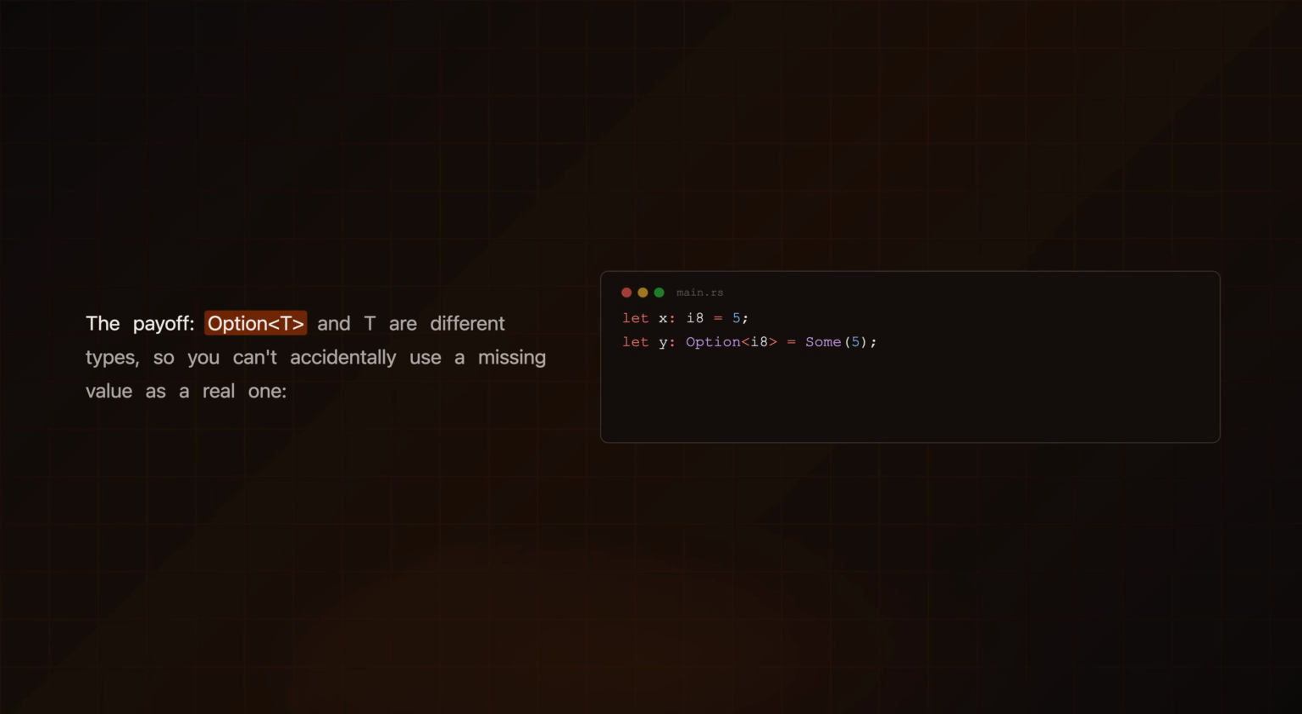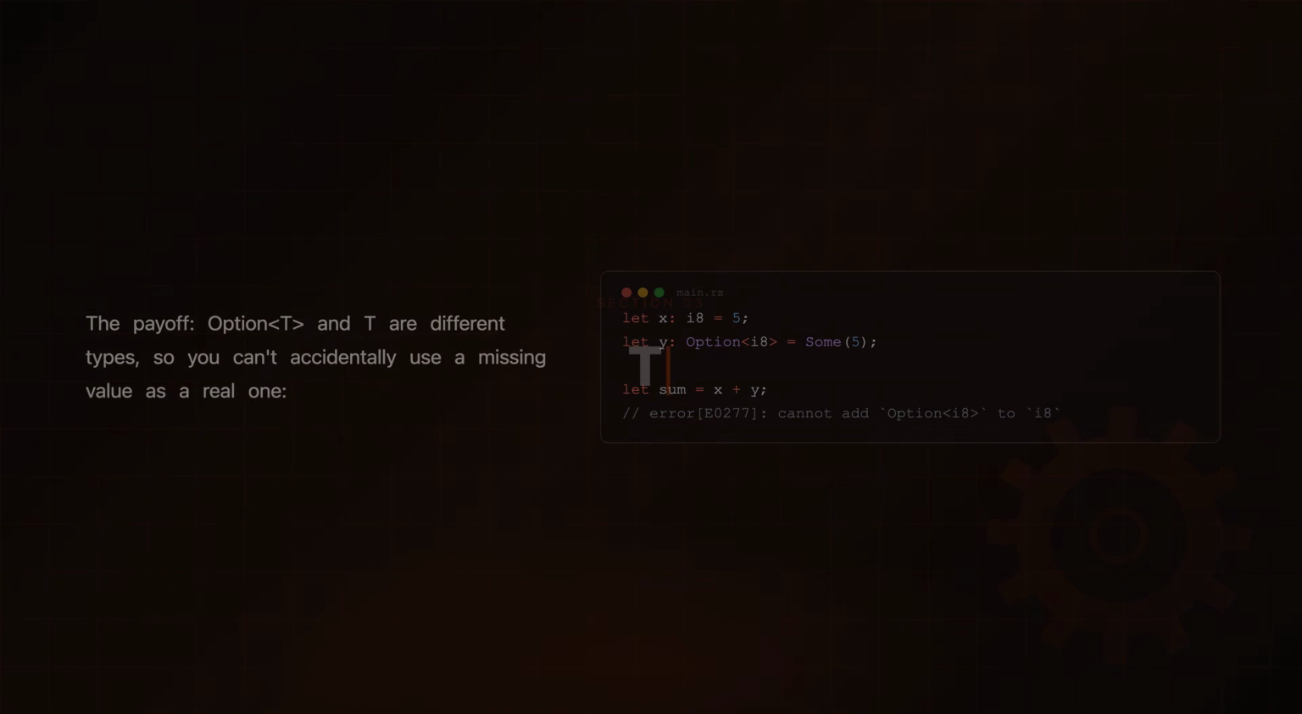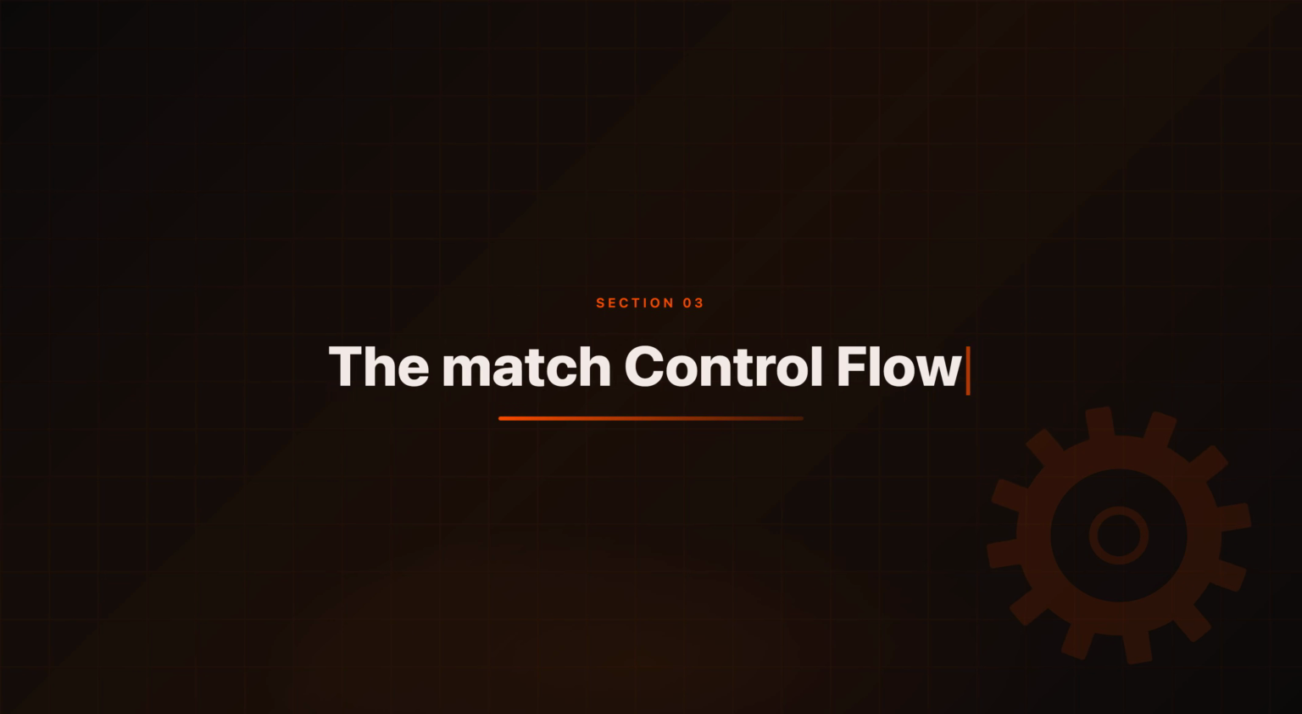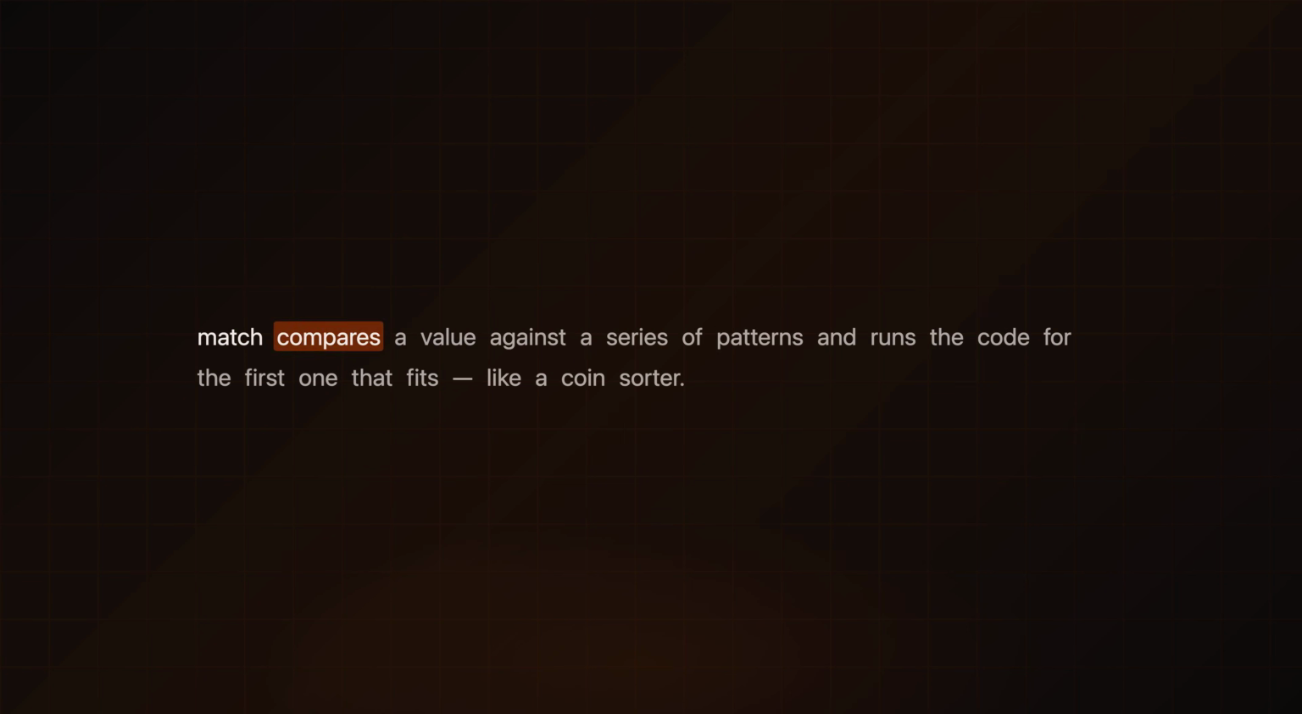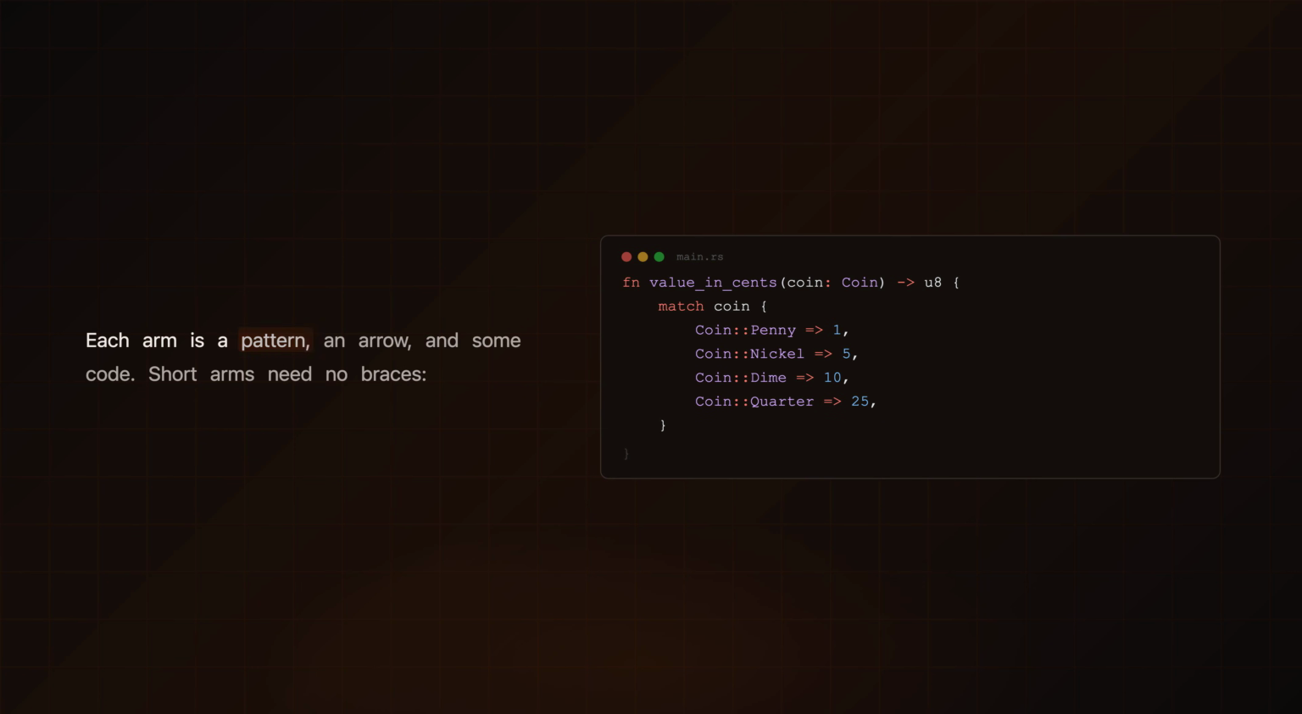The payoff. Option of T and plain T are different types, so you can't accidentally use a missing value as a real one. The match control flow construct. Match compares a value against a series of patterns, and runs the code for the first one that fits. Think of a coin sorter. Each arm is a pattern, an arrow, and some code. Short arms need no braces.